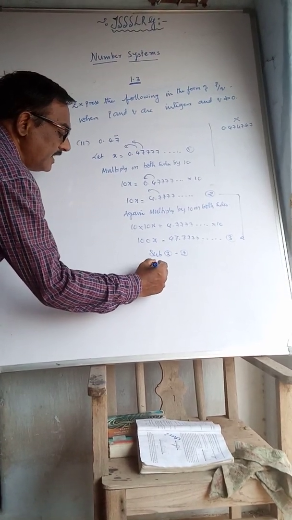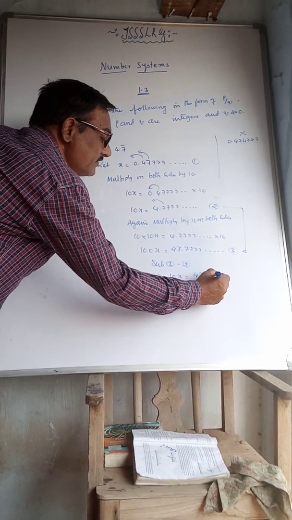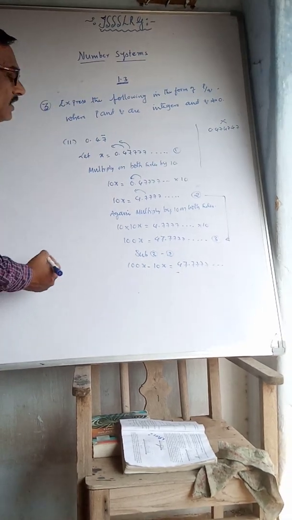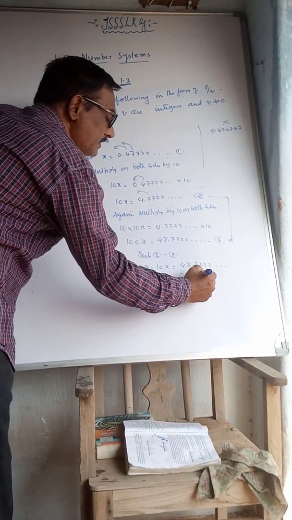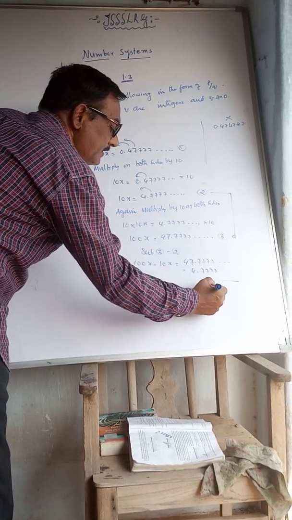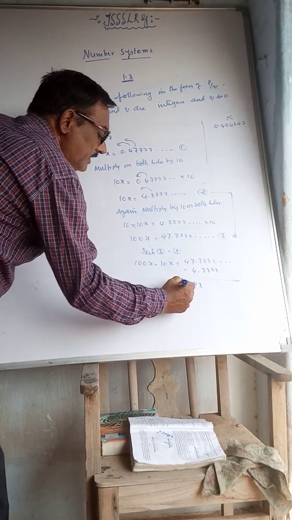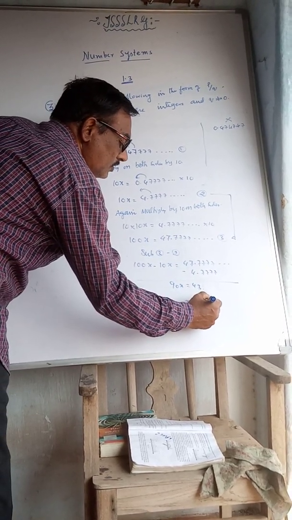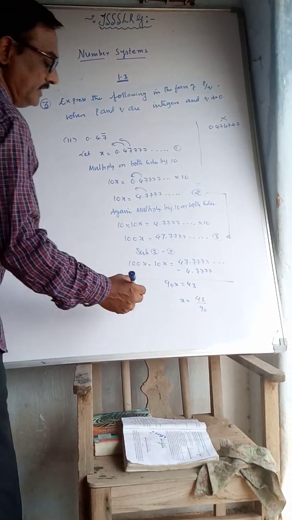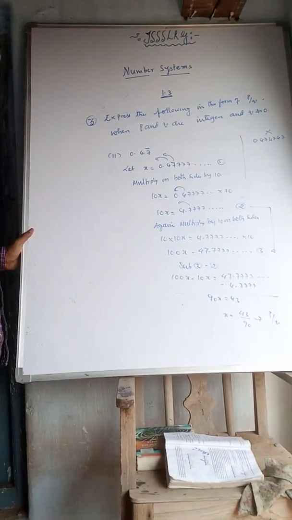100x minus 10x is equal to 47.777 minus 4.7777. Just subtract: it is 43, it is 90x. So x is equal to 43 by 90. Check the answer: 43 by 90. This is the P by Q form.